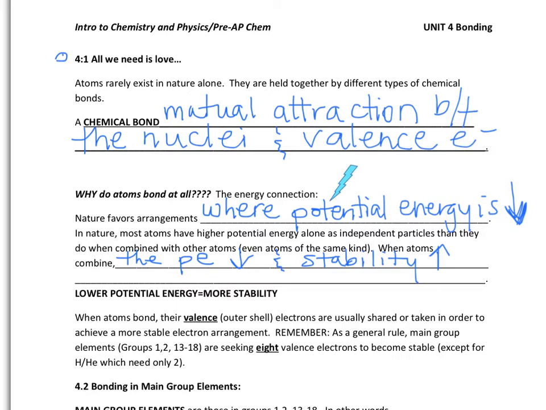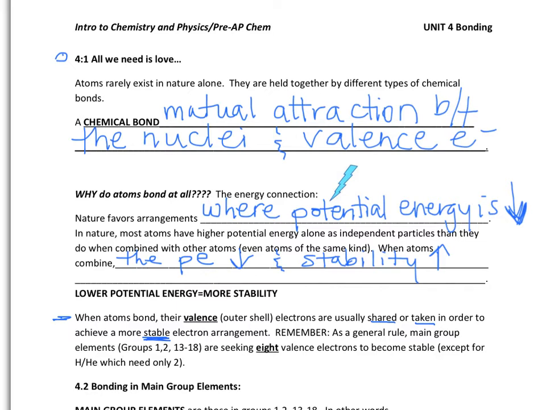When atoms bond, if you'll look right here, we're down here now. When atoms bond, their valence or outer shell electrons are usually shared or taken. That's going to be your key to the two main types of bonding in order to achieve a more stable, and again, that's the outcome that we're looking for, electron arrangement.